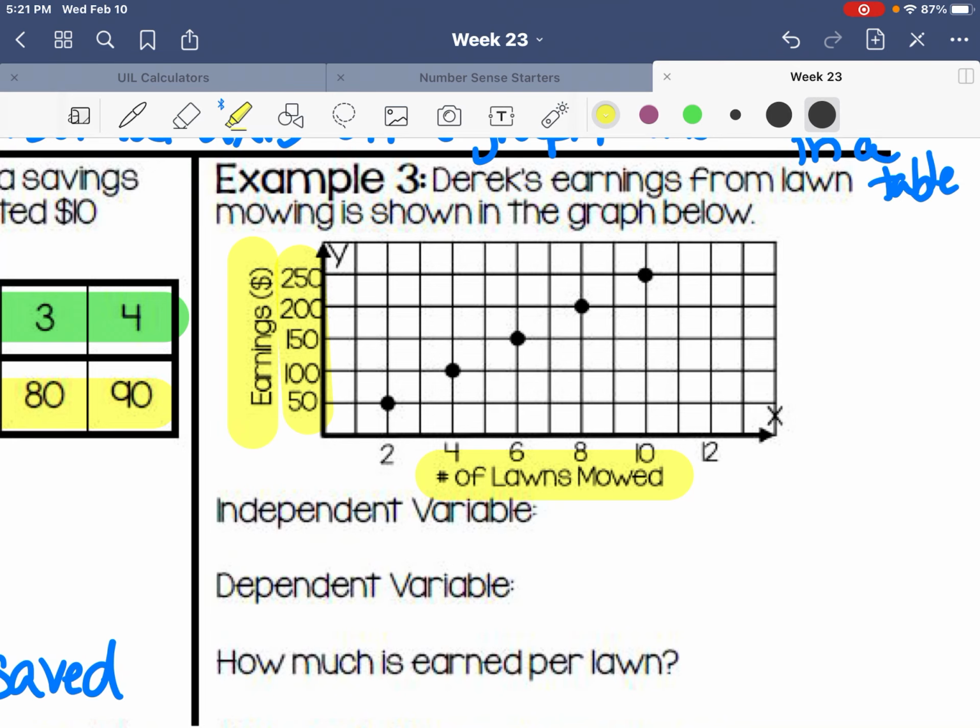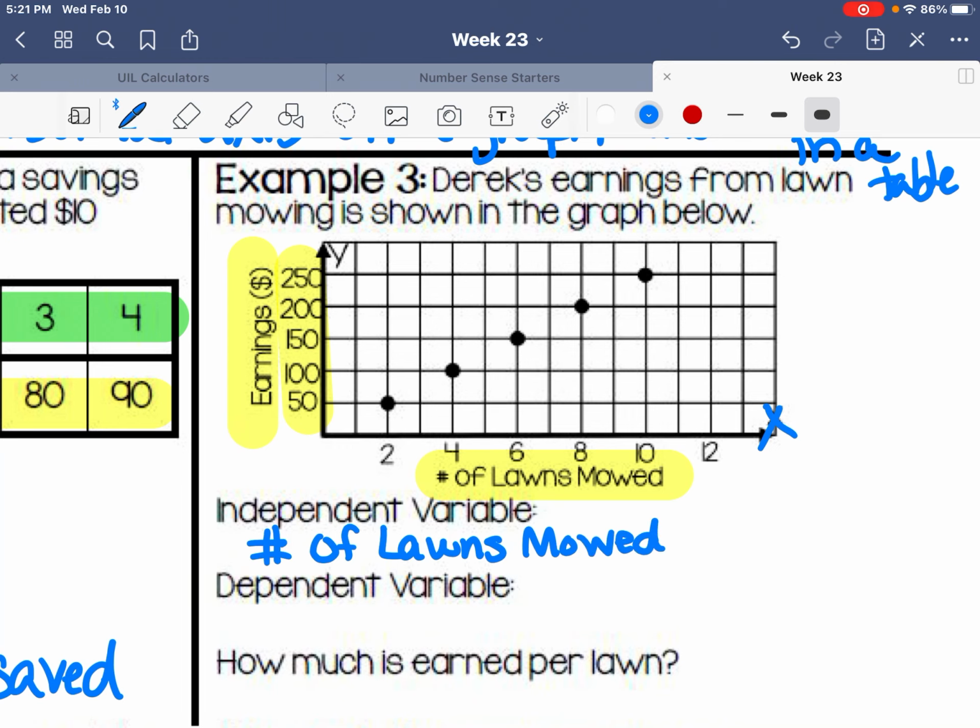So, as I told you earlier, the horizontal axis, the x-axis, is always the independent variable. So the independent thing here is the number of lawns mowed. And you can tell yourself, if I don't mow any lawns, I won't make any money. So that tells you the money that you make is dependent on the number of lawns you mowed. And of course, the dependent value is the total earnings.